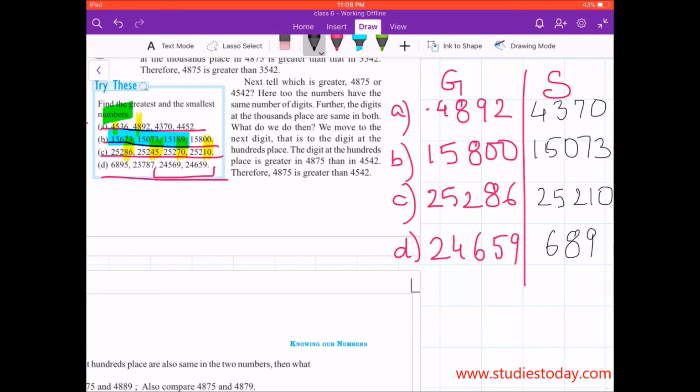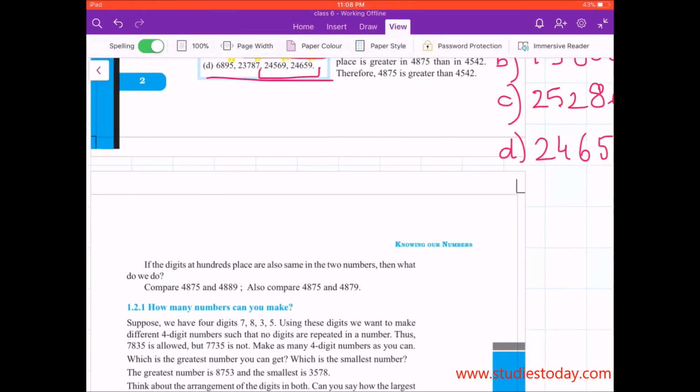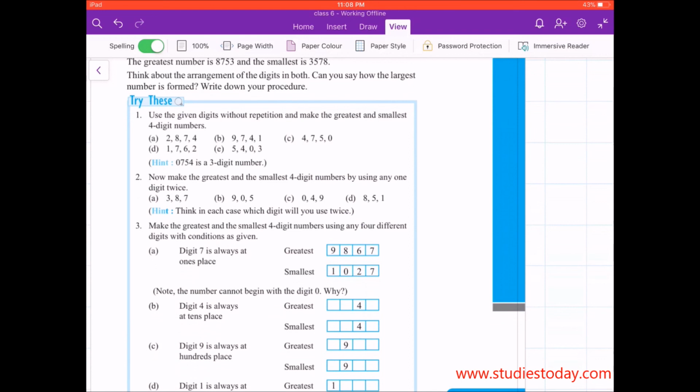Okay, so I think this concept is clear to you, and in my next video we will be taking the questions of try these, which will be making the numbers with repetition and without repetition.